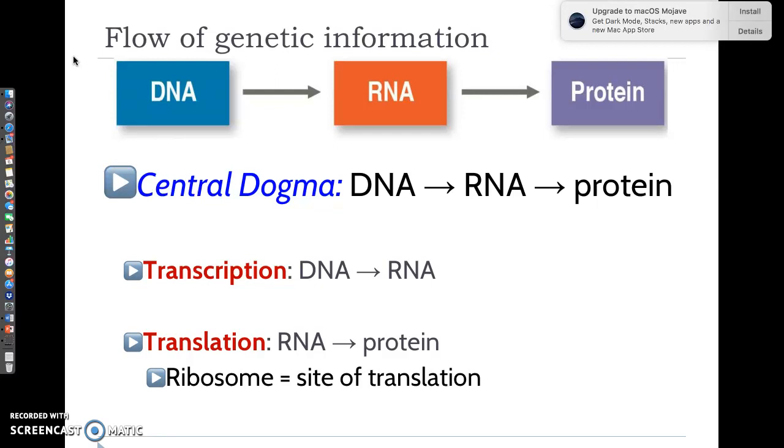Now, where is the protein synthesized? Where is it put together? It is put together at the ribosome. This is the site of translation or the site of protein synthesis.